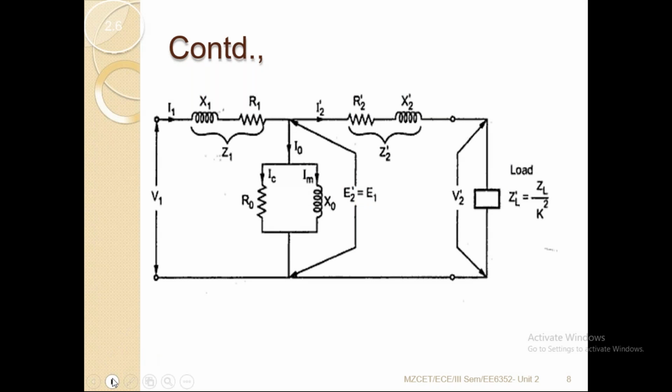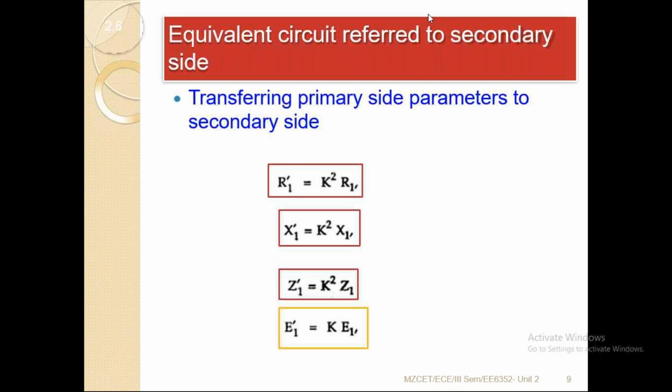Next, we will see the second case. In the second case, the equivalent circuit is referred to the secondary side. That means transferring of primary side parameters to the secondary side. Suppose R1 and X1 are the primary circuit parameters. Now, when these values are shifted to the secondary, we can represent them as R1 dash and X1 dash.